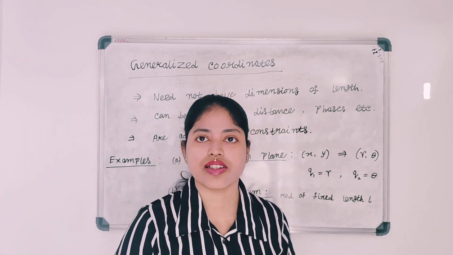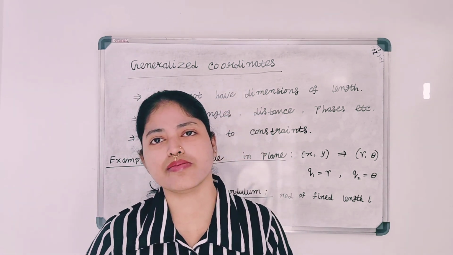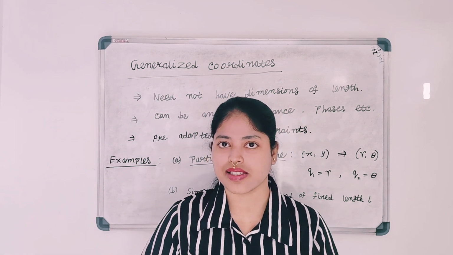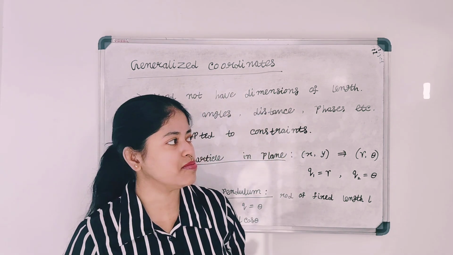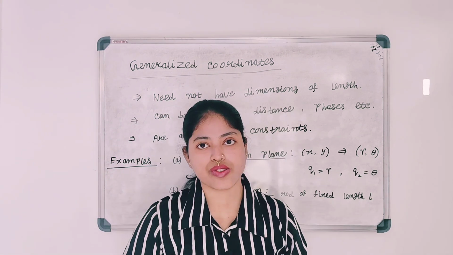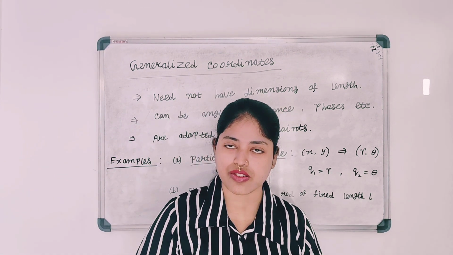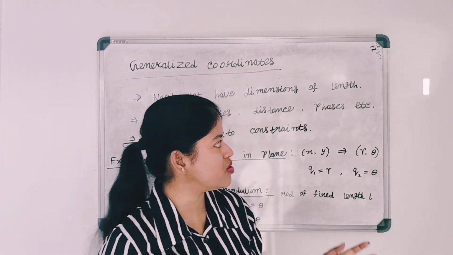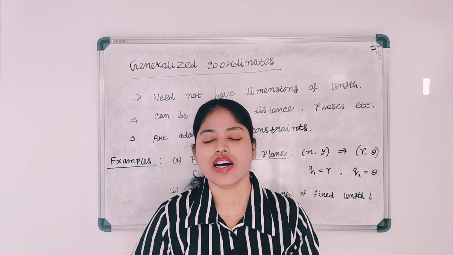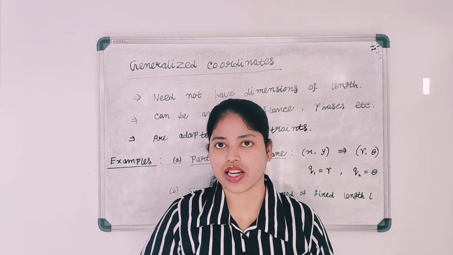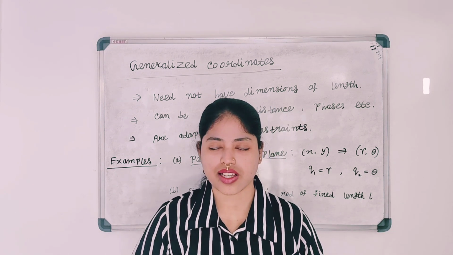These generalized coordinates are powerful tools to consider the motion of constrained systems, and they are also powerful tools for the Lagrangian and Hamiltonian formalisms. Today we have discussed the introduction of Lagrangian and Hamiltonian formalism in classical mechanics, and we also considered generalized coordinates. In our next class we are going to talk about virtual work and D'Alembert's principle. Thank you everyone.